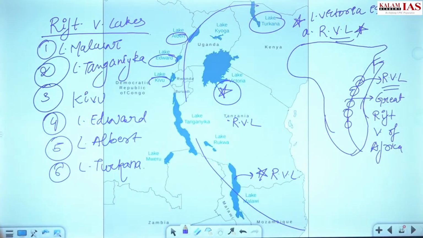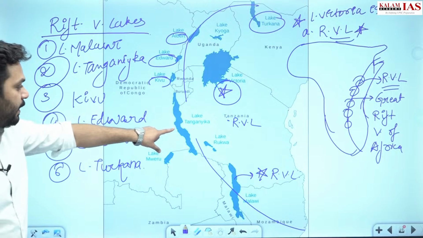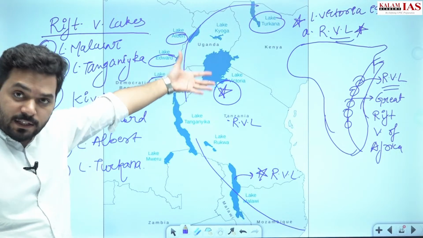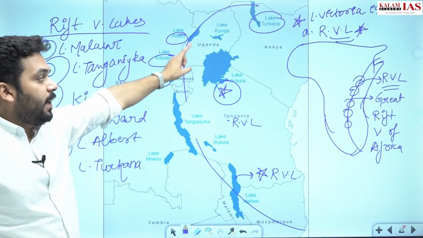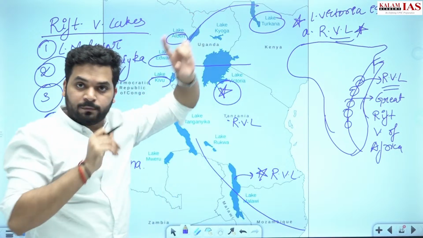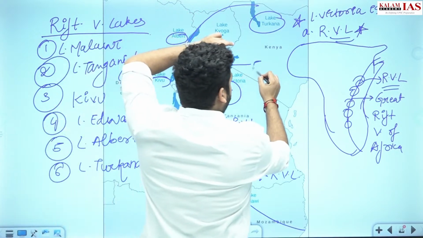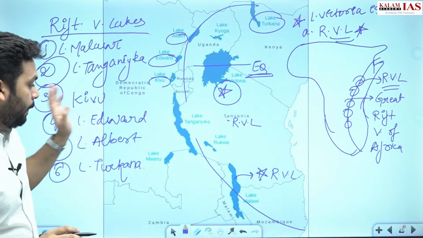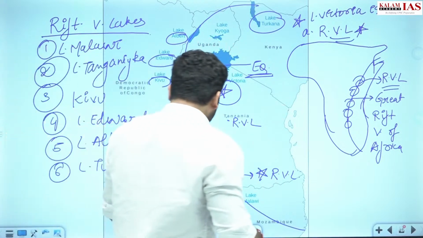Another thing about Lake Victoria. We have seen Lake Tanganyika is the longest lake of Africa, and Lake Victoria is the largest lake of Africa. Lake Victoria is the only lake through which the equator is passing. Another thing which you have to keep in mind is this.